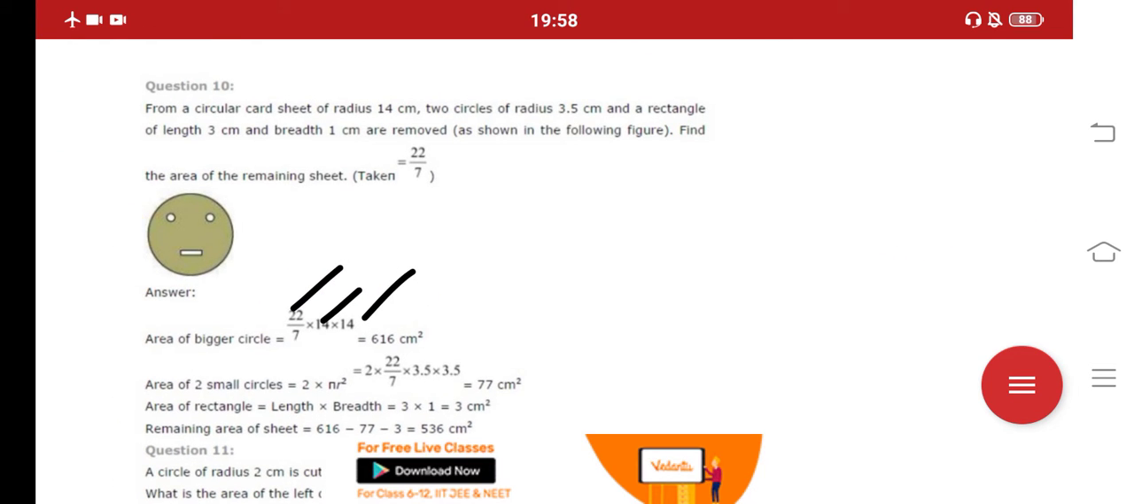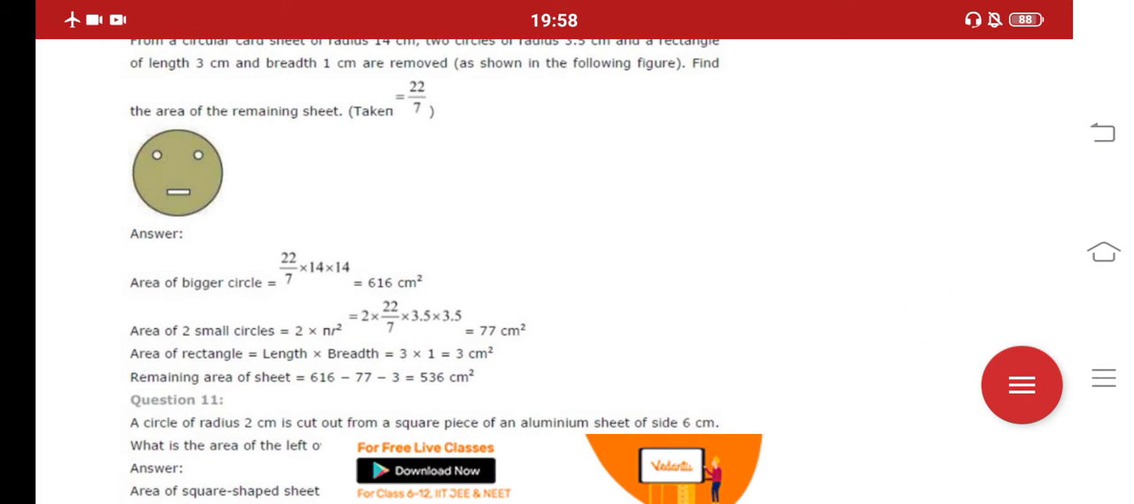Here for the circular card, what is the radius given? 14, means the bigger circle radius is 14. So pi r square, here you can see that is 616 centimeter square. Now from that we have to subtract these two circles and one rectangle.